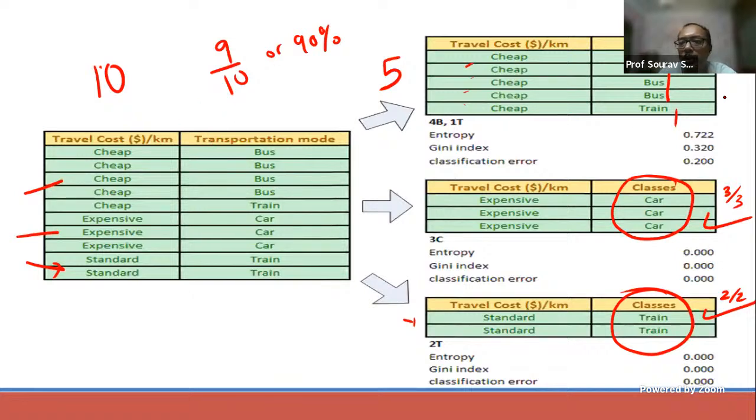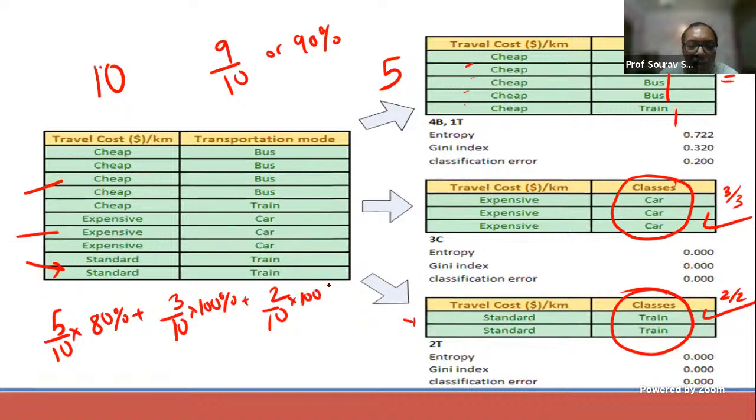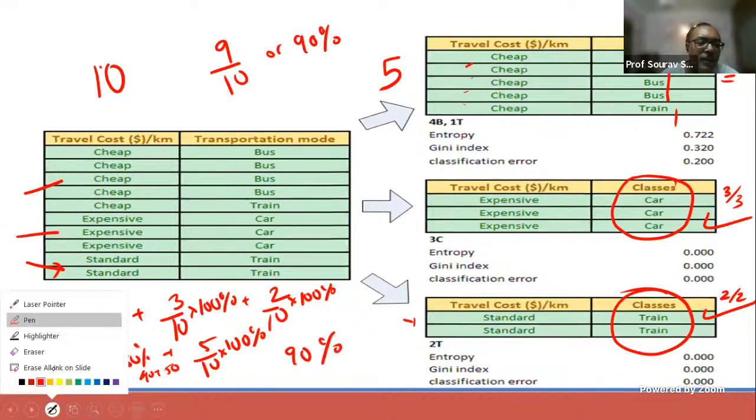Otherwise, you could have also done the calculation in this way, that I have 10 records. So 5 by 10 into this one is 80%, plus 3 by 10 into 100%, plus 2 by 10 into 100%. So basically 5 by 10 into 80% plus 5 by 10 into 100%, right? So half of 80% and half of 100%. So this is 40 plus 50, 90% is the answer, right? Okay.